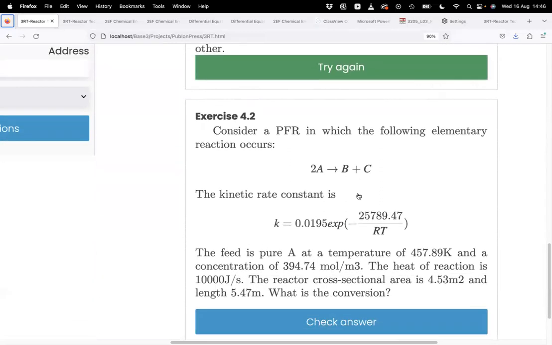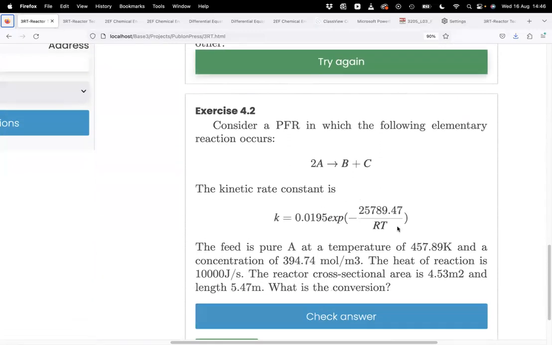Okay, then for the next one, it's almost exactly the same question, right? You can see the same reaction equation. You are again given the temperature dependence of the rate constant. You're given the inlet temperature and concentration. Use the same heat capacity that we said. Now they are talking about a cross-sectional area and the length, and we want to know the conversion in this case. So it's a PFR now. Everything else is almost the same, except we are given more dimensions. So please go ahead and propose a solution for this one.